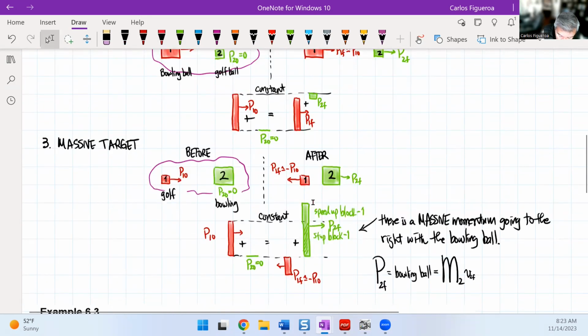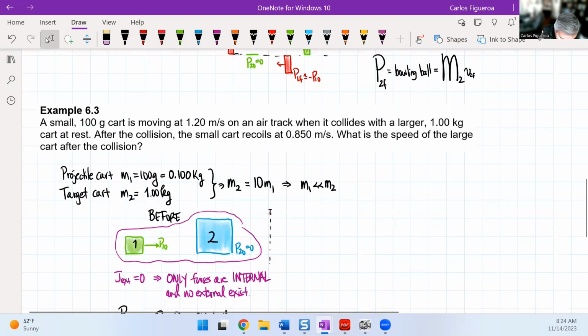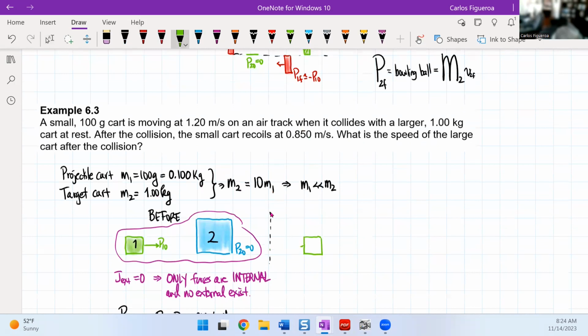So from this picture, we now want to get numbers from it. So let's go do that. Our picture says we would expect that block 1 is going to come back. And because the mass of 2 is much, much bigger than 1, we would expect that roughly the final momentum of 1 should be roughly equal to that of it initially. And this is something that we want to check, right?